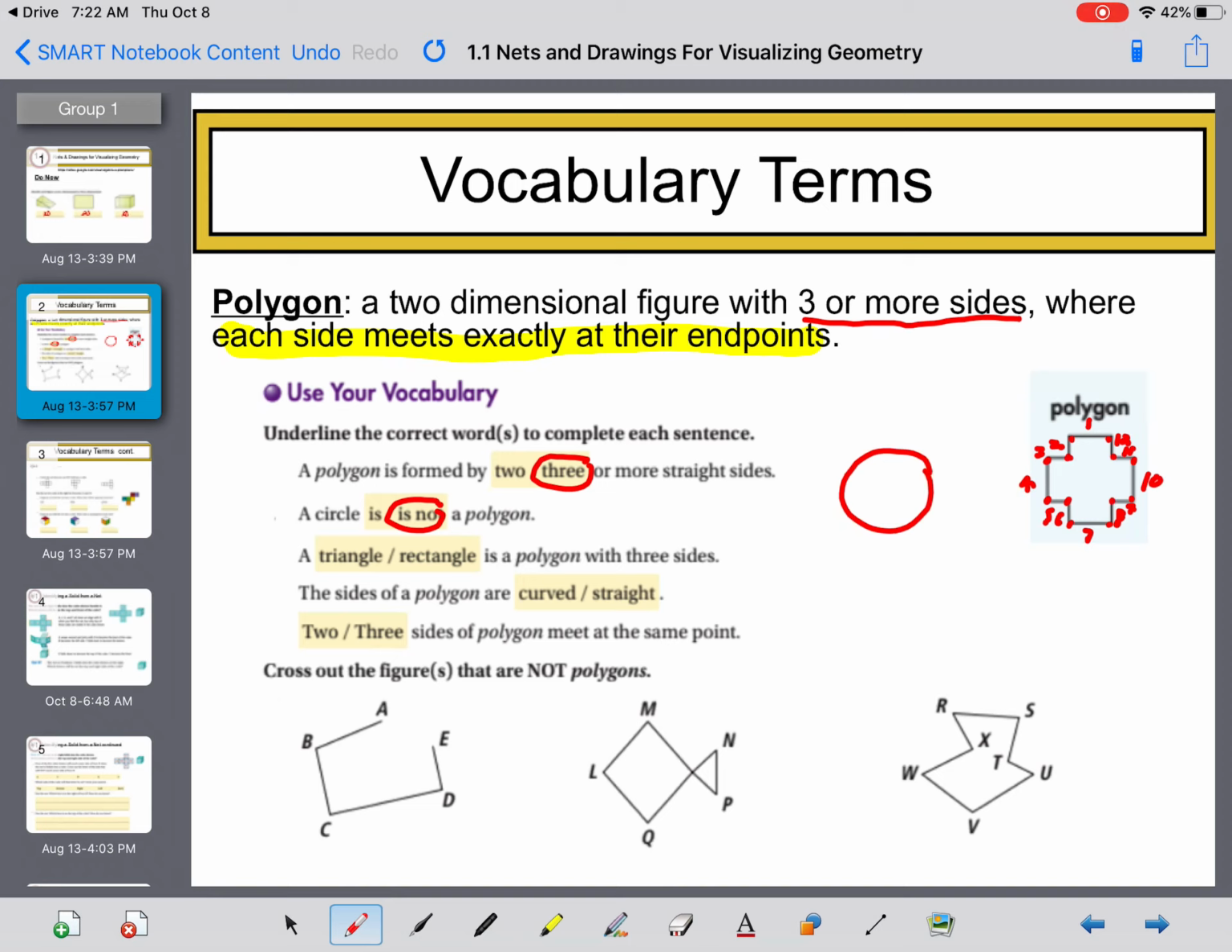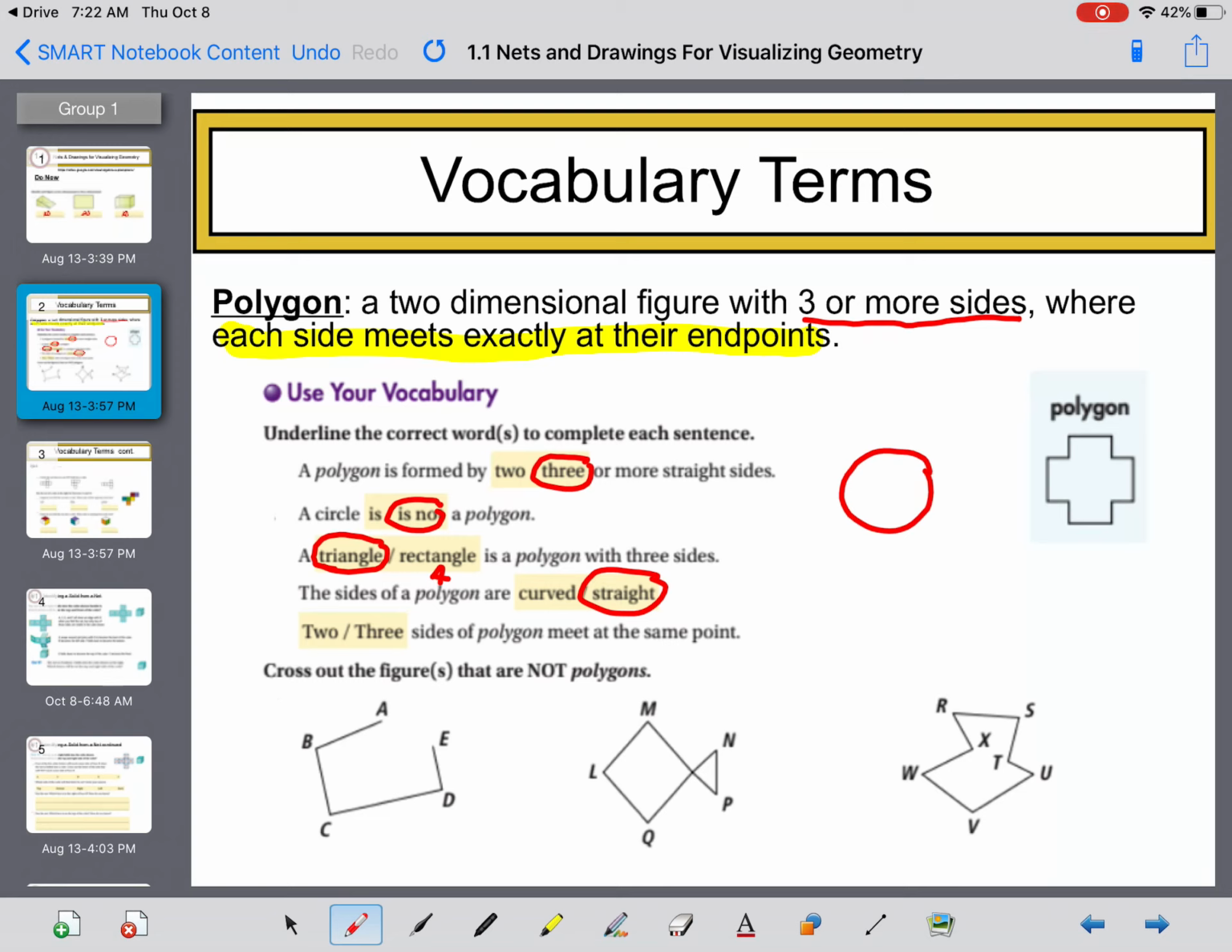A triangle or a rectangle is a polygon with three sides. Well, tri means three, right? So triangles have three sides. Rectangles have four sides. The sides of a polygon are curved or straight. Well, again, if you take a look at our image here, we have nice straight sides.